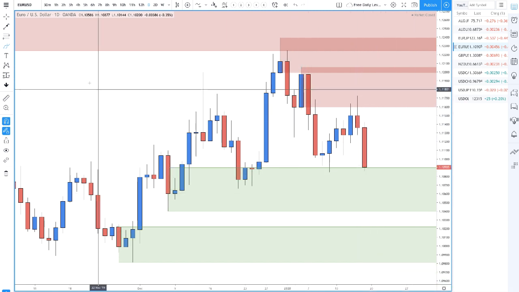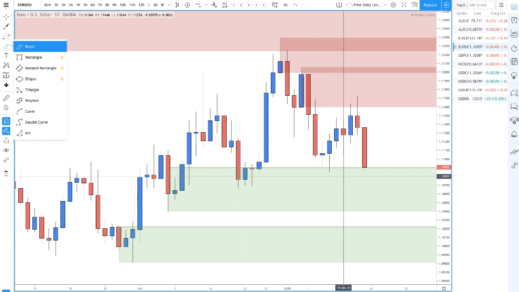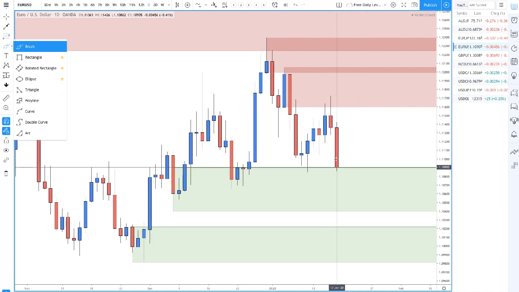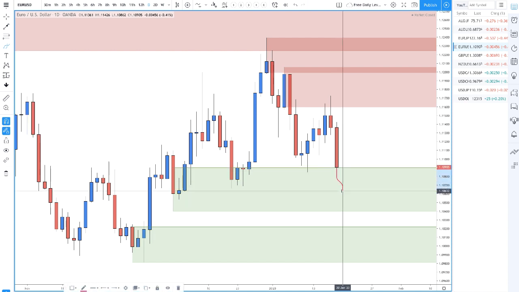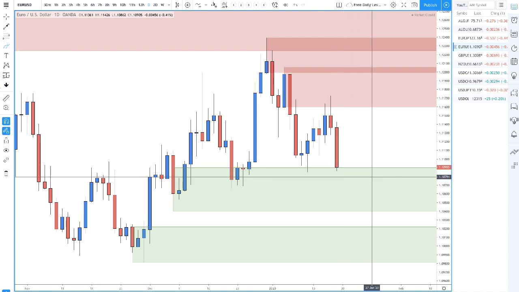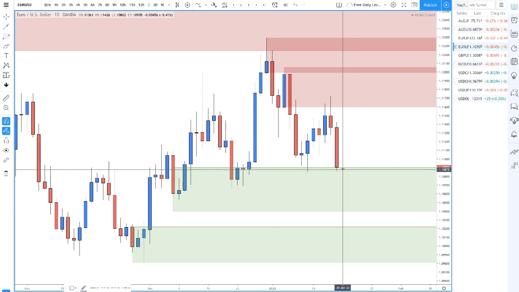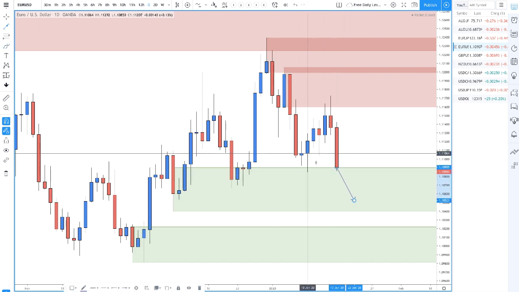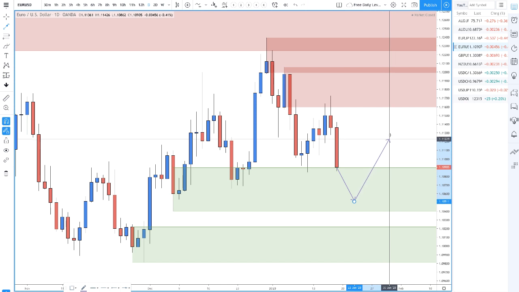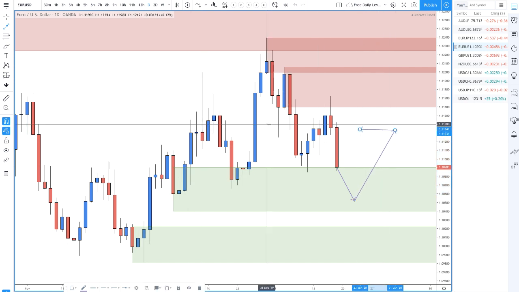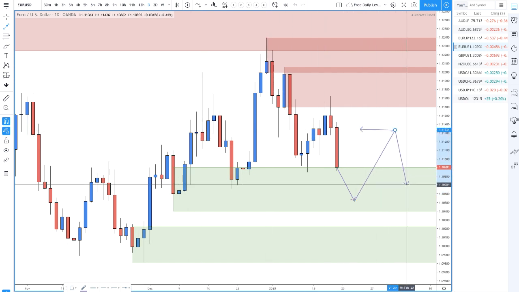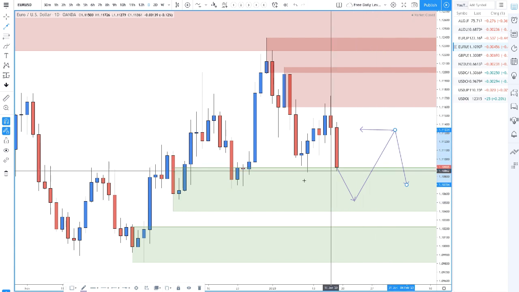So now we are where we are. If you're looking to be a buyer of the dollar, you'd have to maybe wait for a move further down, for price to create new lows, and then that becomes an area of supply, and then you look for a pullback there and short trades around there.